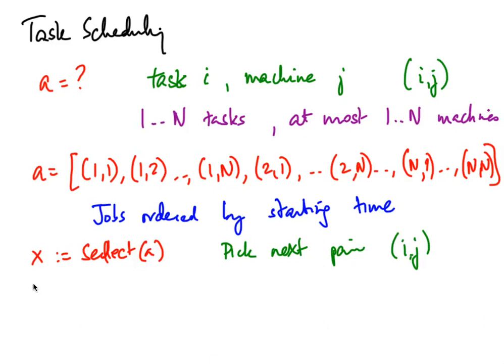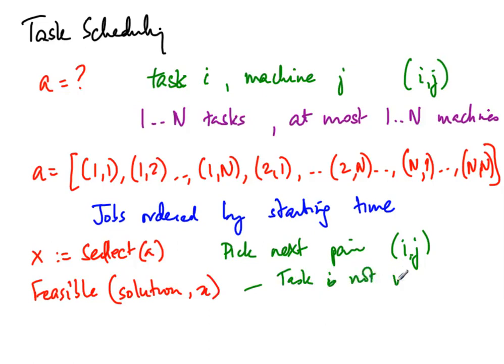Now a pair is feasible, so I can add this pair, if the task i is not yet scheduled. I mean, there's no point in scheduling the same task twice. So it has not been allocated to a machine. And machine j is idle. That is, when task i has to start, machine j should be available. If this is true, I can add it to the solution. If this is not true, I have to go to i, j plus 1. Remember that there are n machines, so for some j this will always work.